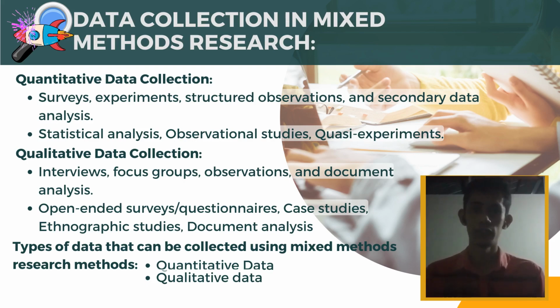Second is experiments. Experiments are a quantitative data collection method that is used to test the effects of a treatment on an outcome variable. Experiments are typically conducted in laboratory settings, but they can also be conducted in real-world settings. Thirdly, quasi-experiments. Quasi-experiments are a quantitative data collection method that is used to test the effects of a treatment on an outcome variable in situations where it is not possible to conduct a true experiment. Quasi-experiments are often used in field research settings.